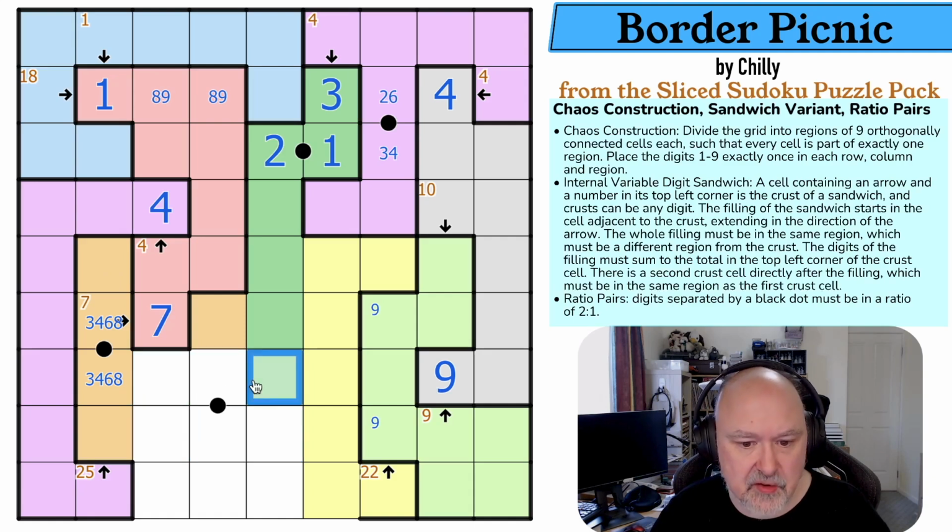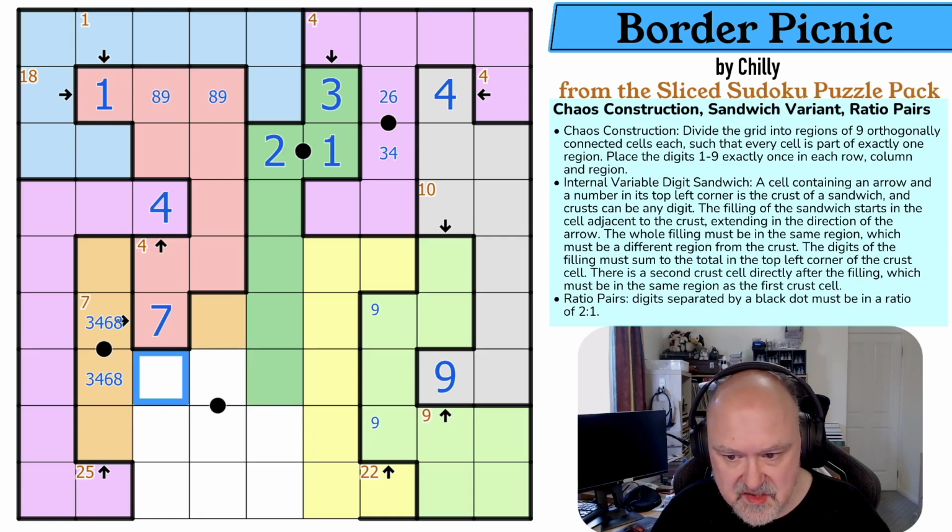Now, I can't get green or yellow to here. Yellow can't reach, and if I take green to here, this is trapped. This is orange. The orange must get out.